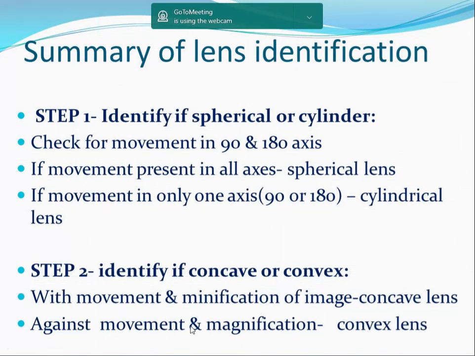Another important feature is that convex lenses are magnifying glasses, so the image you see will be magnified. And concave lenses minify the image, so the image you see will be a smaller one. But you cannot make out very clearly if very small numbers are given. That's why it's best to go with the movement and then decide whether it is a concave or convex lens. Understood?